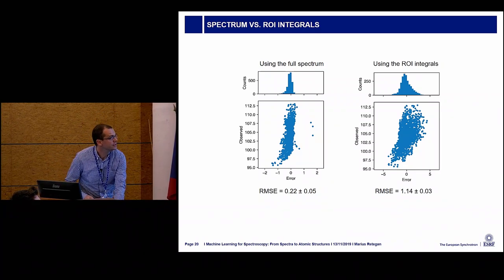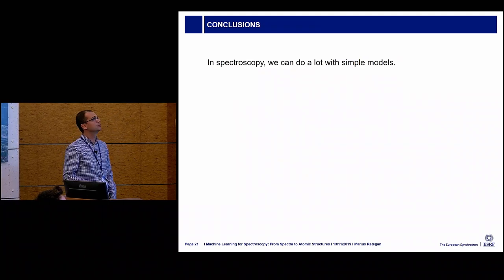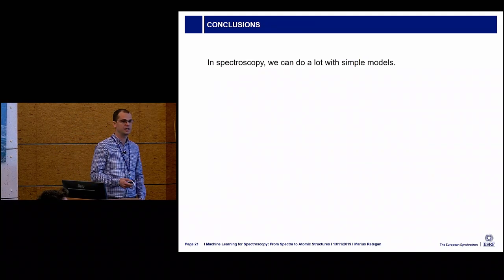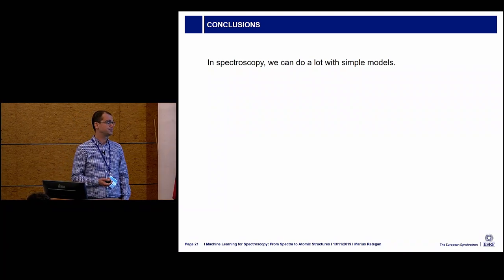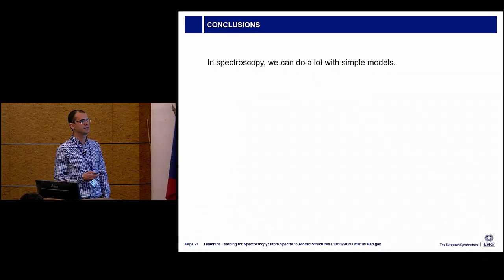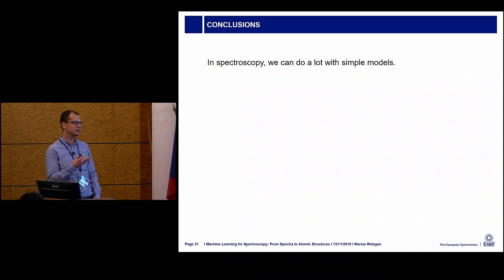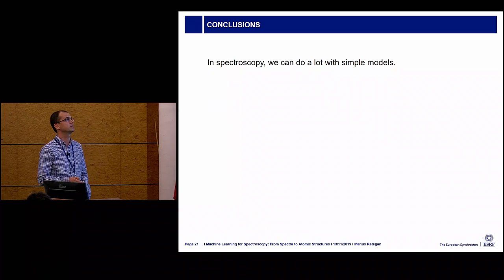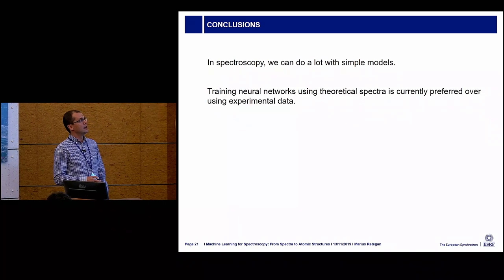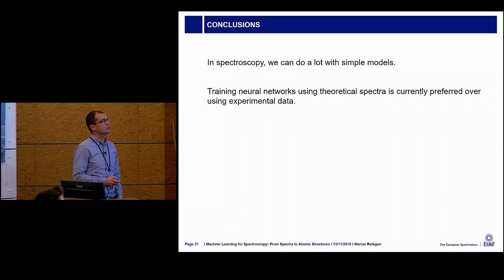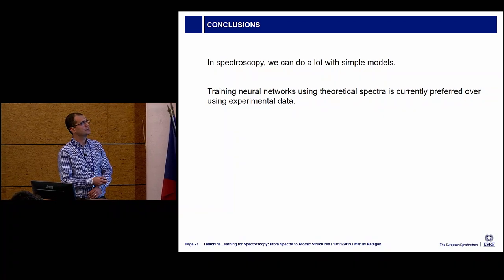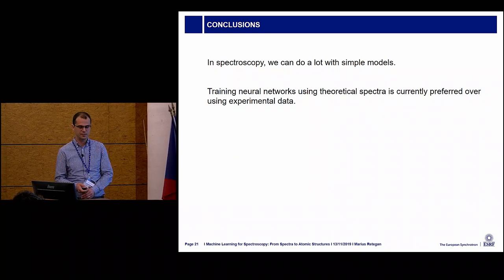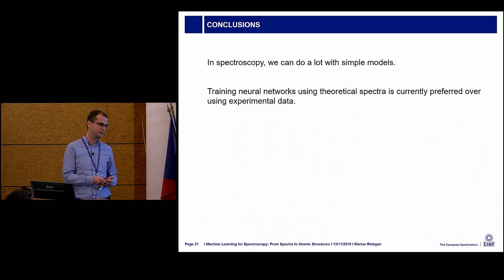So with this, I just want to conclude that compared with all the complex applications that I've seen in the last days in spectroscopy, the requirement is very low, and even with simple machine learning models, we can do a lot in terms of extracting structural information from these X-ray absorption spectra. For the moment, training the neural networks using theoretical spectra is preferred over using experimental data, because of the reason that I mentioned before.